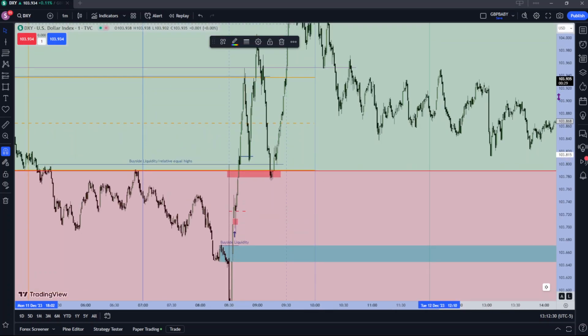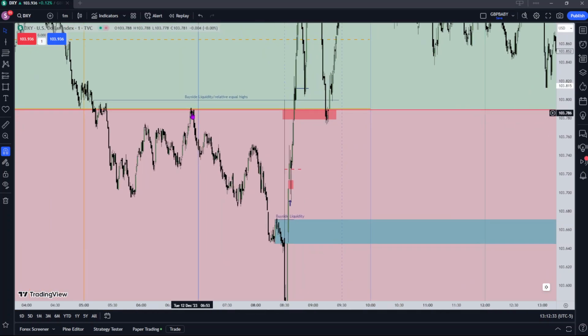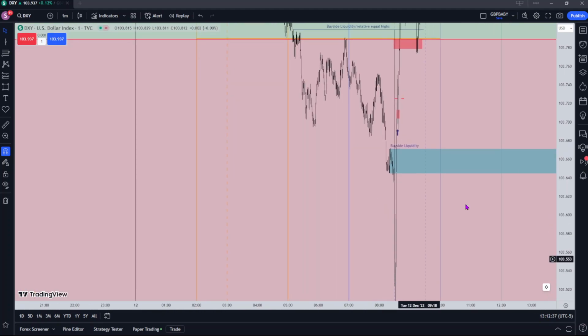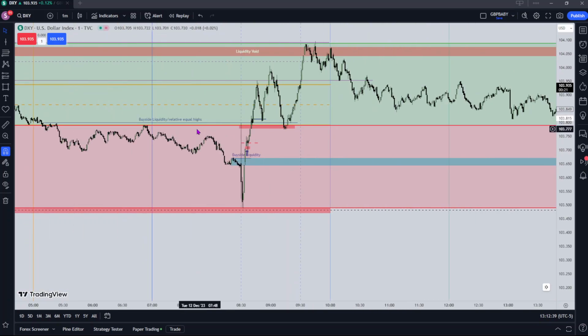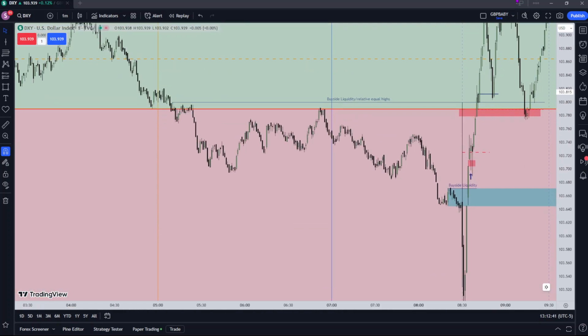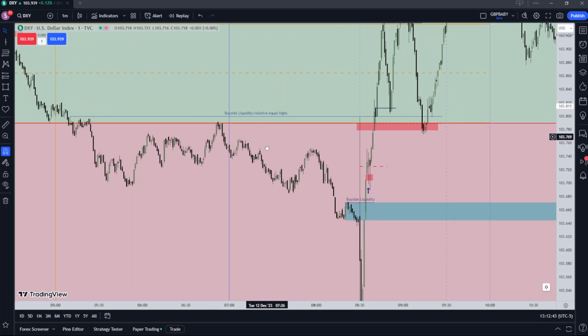Also, technically, we could look at this swing high as a breaker. Why? We have a swing low, we have a high, and then we have a lower low, and then we have a break higher. So this high anyway should act sensitively.